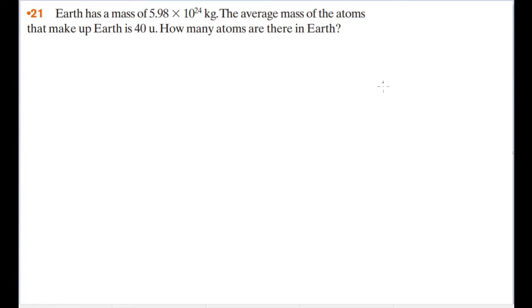Earth has a mass of 5.98 times 10 to the 24th kilograms. The average mass of the atoms that make up the Earth is 40 daltons. How many atoms are there in Earth?